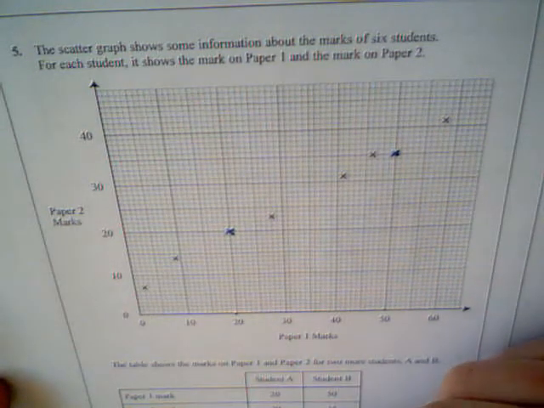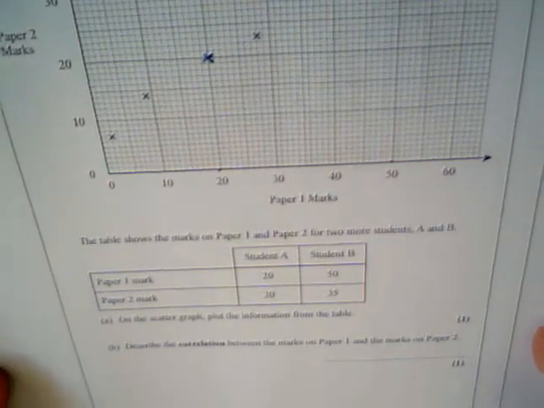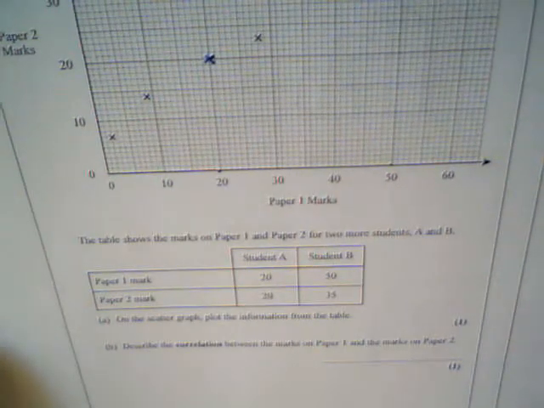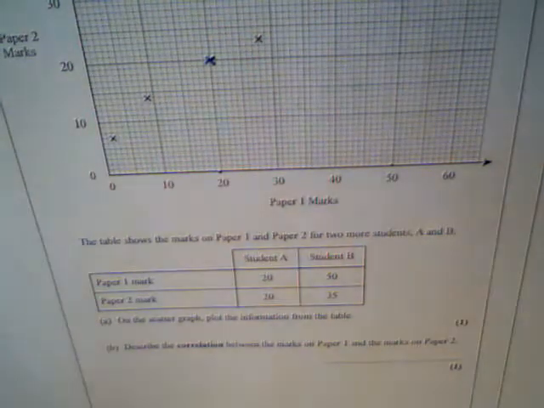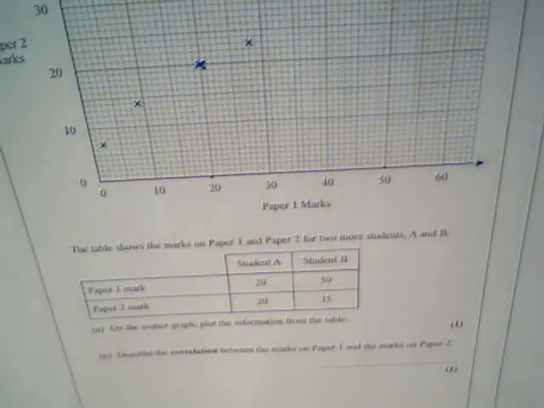And then it says describe the correlation between the marks on paper 1 and paper 2. Let me just move this up. Describe the correlation between the marks on paper 1 and paper 2. Well, you should identify that this is a positive correlation. Just to recall, let me just move this up.